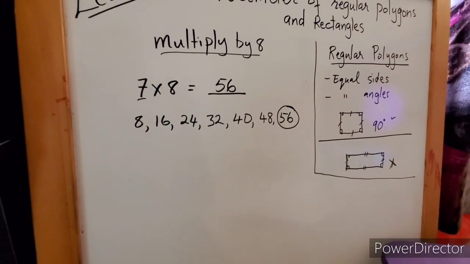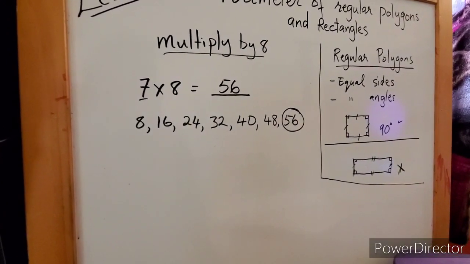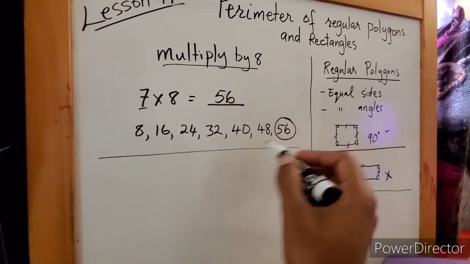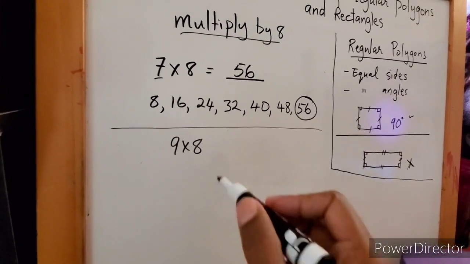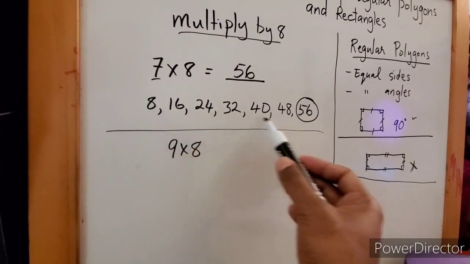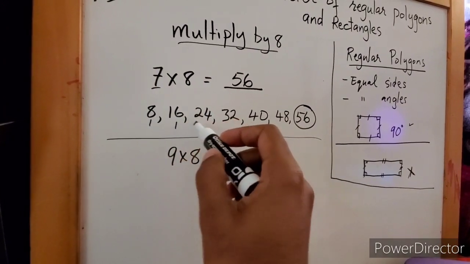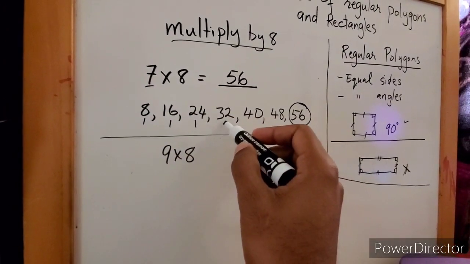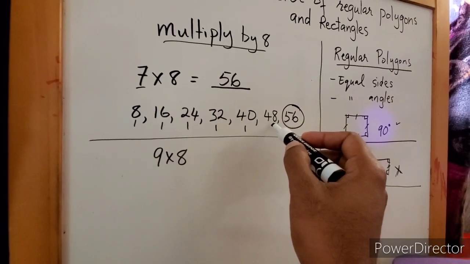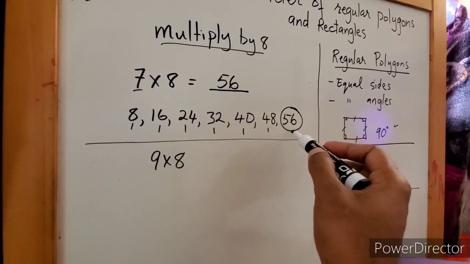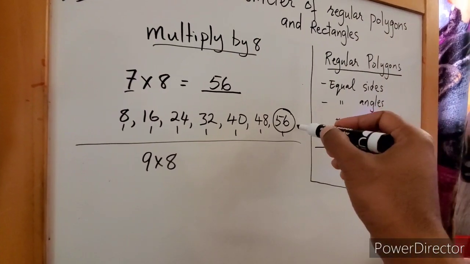Now we could also practice with 9 times 8. Let's draw our line and do 9 times 8, using our skip counting at the top here. Counting by 8, we have 8 times 1 is 8, 8 times 2 is 16, 8 times 3 is 24, 8 times 4 is 32, 8 times 5 is 40, 8 times 6 is 48, 8 times 7 is 56. And we need to add 2 more to it.